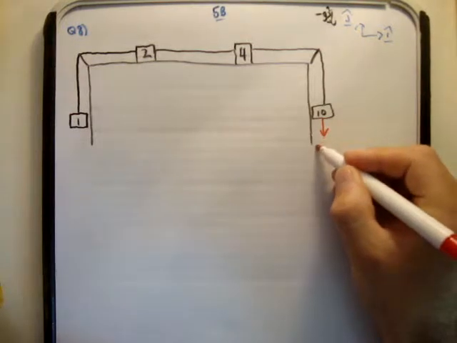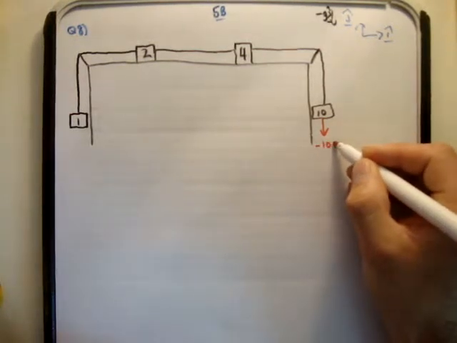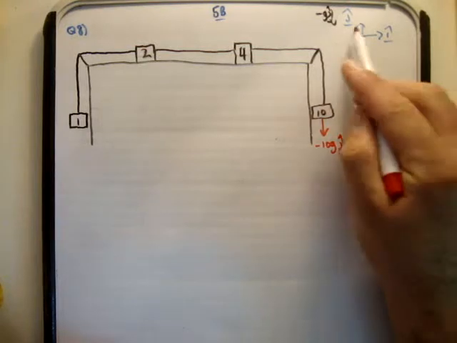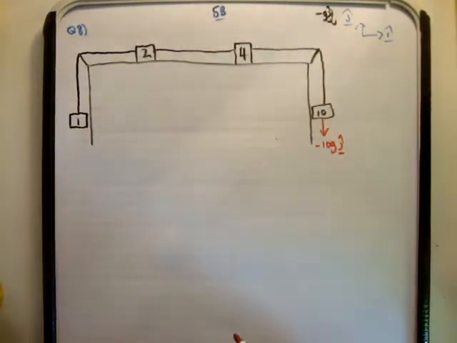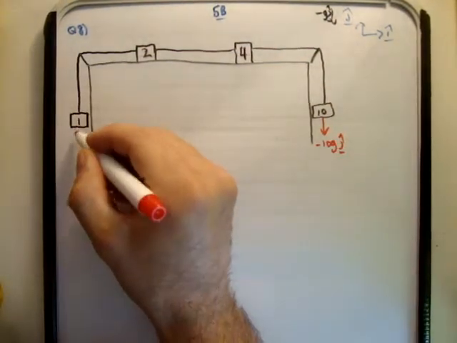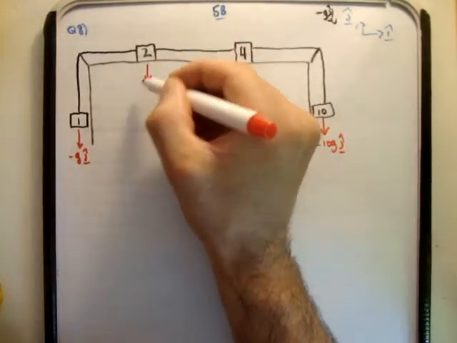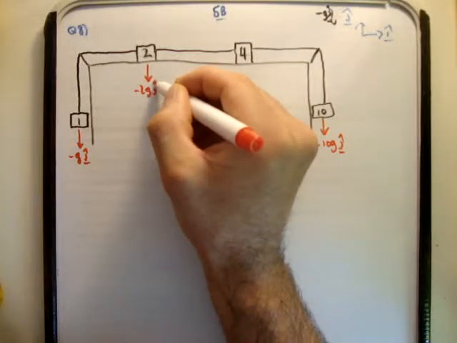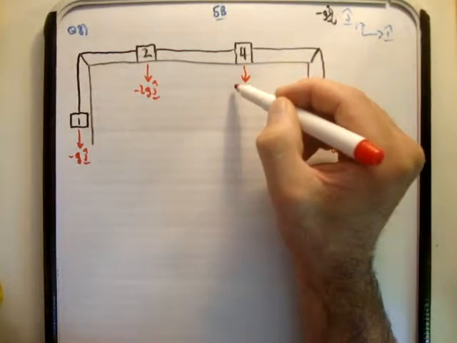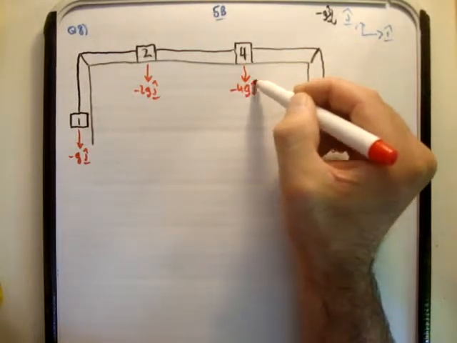So this is going to be minus 10g j hat, because look at my unit vectors and my gravity vector here. Alright, this is going to be negative g j hat, this is going to be negative 2g j hat, and this is going to be negative 4g j hat.